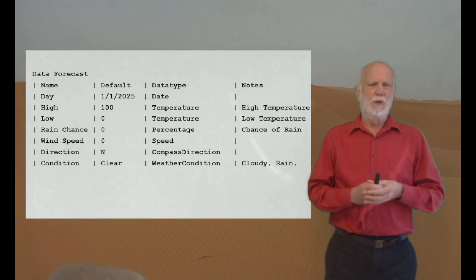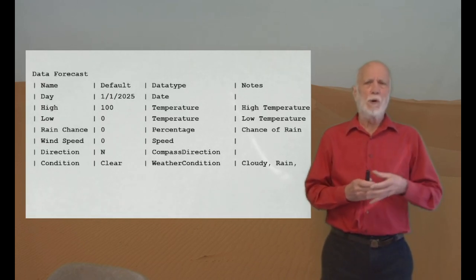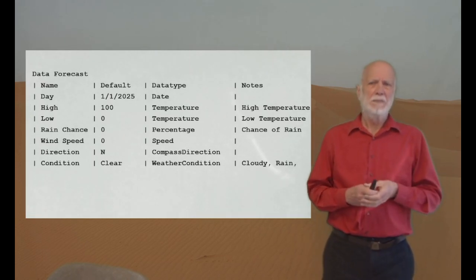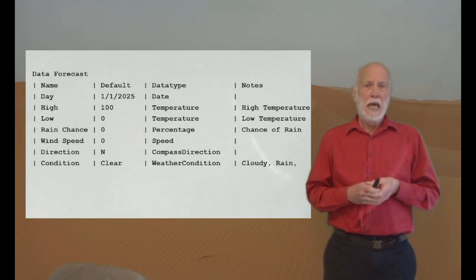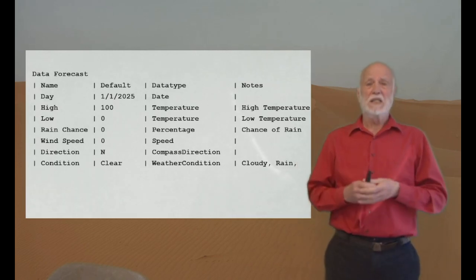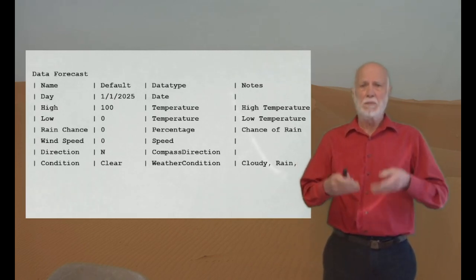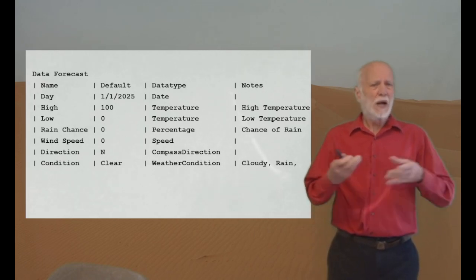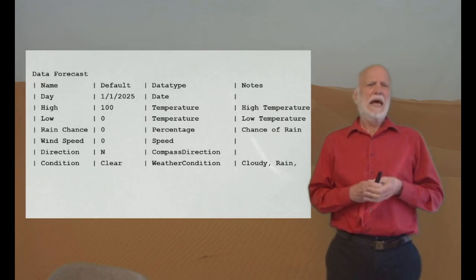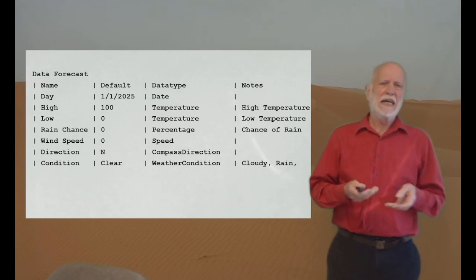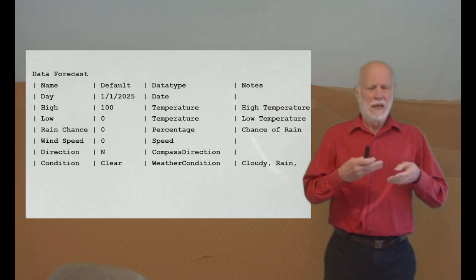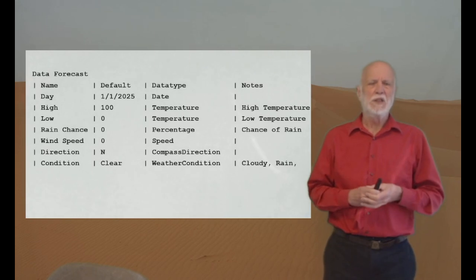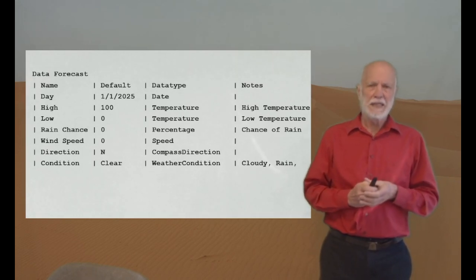Let's give a little larger example here. Here's a data forecast, and it consists of day, high temperature, low temperature, and so forth. And you'll notice that we have domain-specific data types in it: date, temperature, percentage, speed, compass direction, weather condition. And perhaps you'd rather have something called a wind velocity that consisted of the speed and the direction. Perfectly fine. We've got a different domain-specific data type.